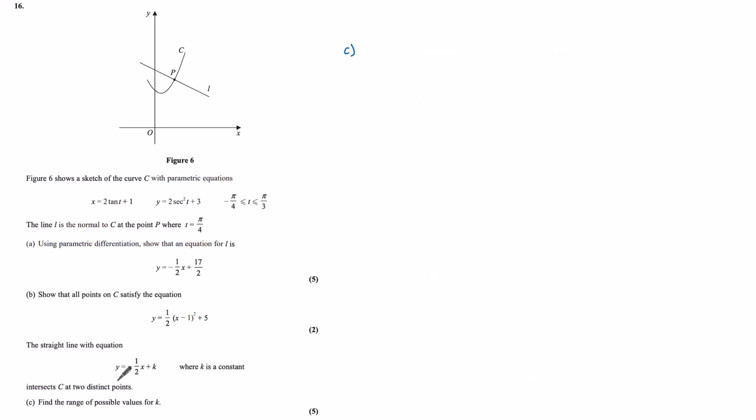The straight line with equation y is equal to negative half x plus k, where k is a constant, intersects C at two distinct points. Find the range of possible values for k.